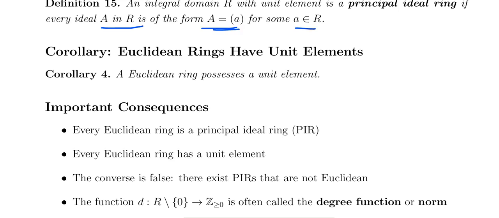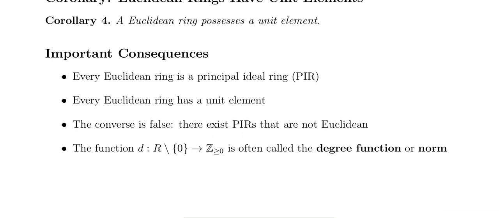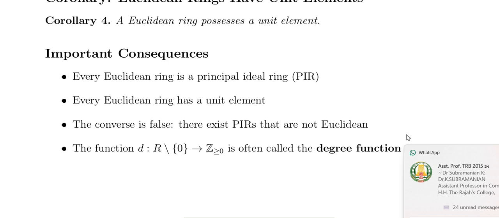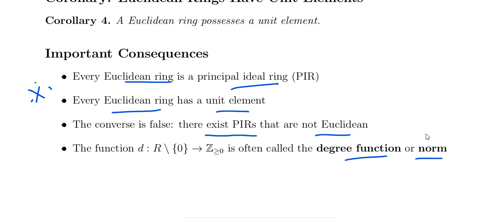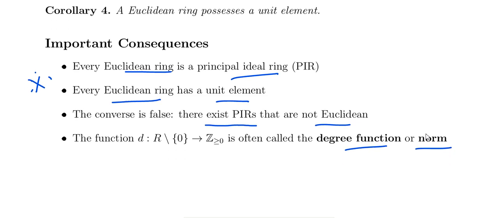Every Euclidean ring is a principal ideal ring. This is a very important property. Every Euclidean ring has a unit element. There exist principal ideal rings that are not Euclidean; the converse is false. And the function d from R minus 0 to the non-negative integers is often called the degree function or norm.